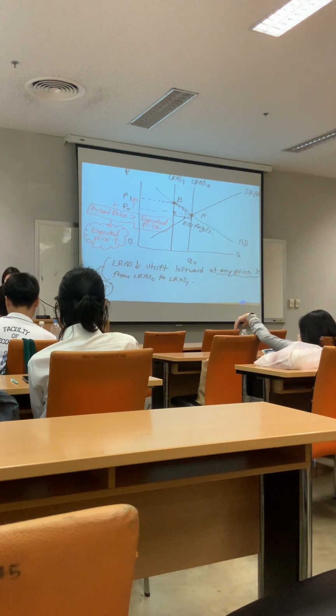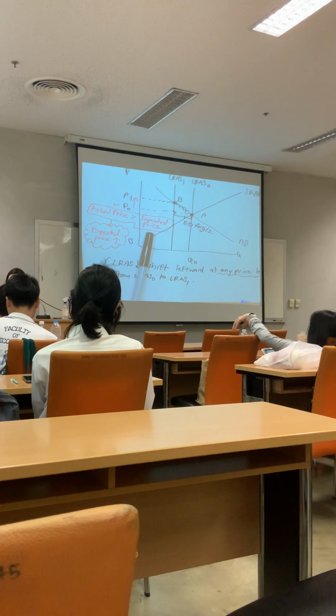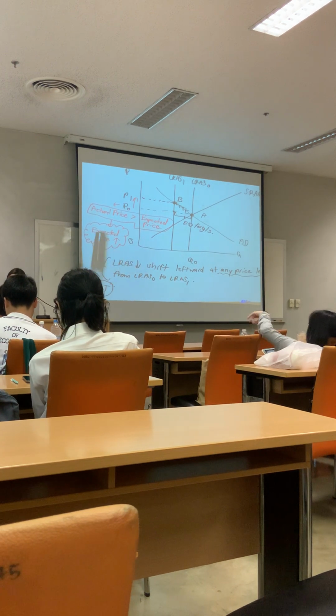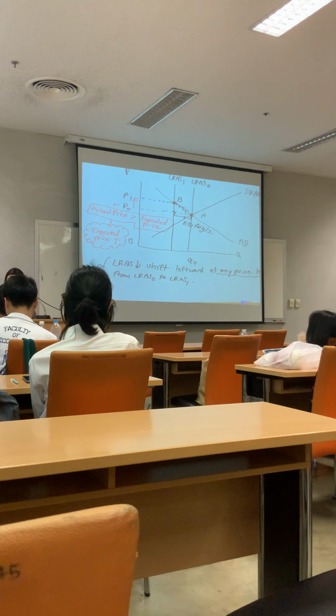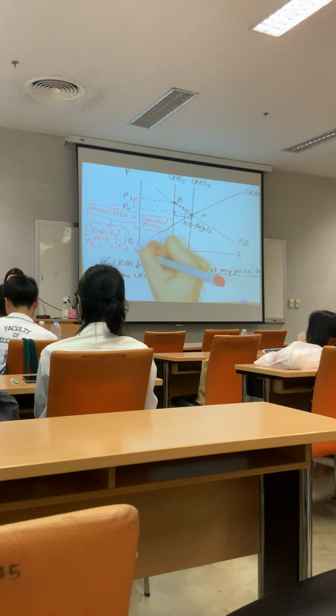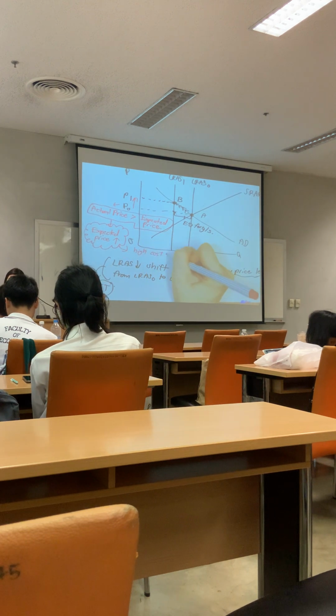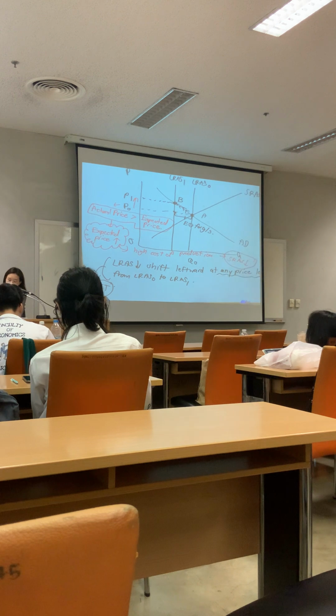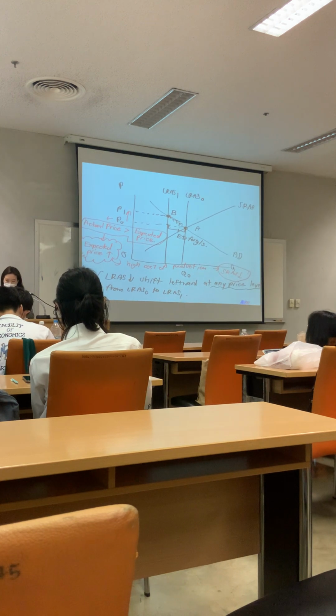So in the long term, what happened? People will adjust their expected price to equal the actual price. So the expected price will increase, and then what happened? Firms will face higher costs of production, so they do not want to produce. The AS curve will shift back, you see.